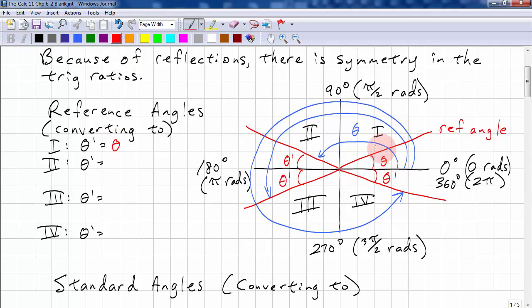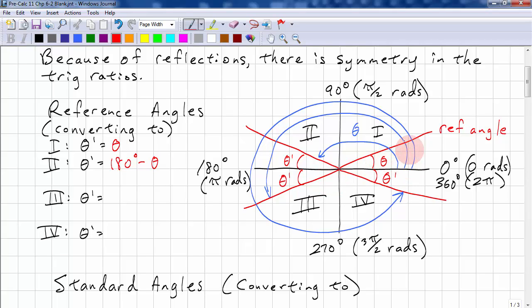In the second quadrant, if we have theta here, the reference angle is this angle because the y values match and the x value is reflected. So this is 180 degrees minus theta.